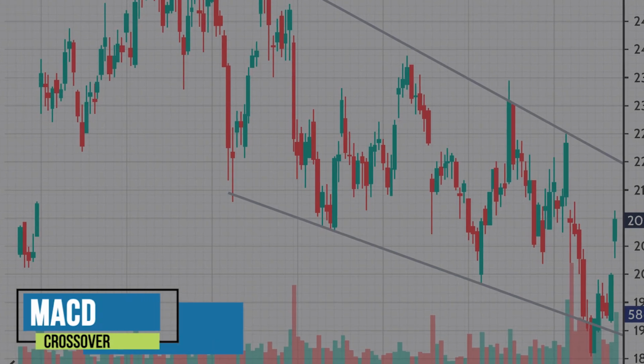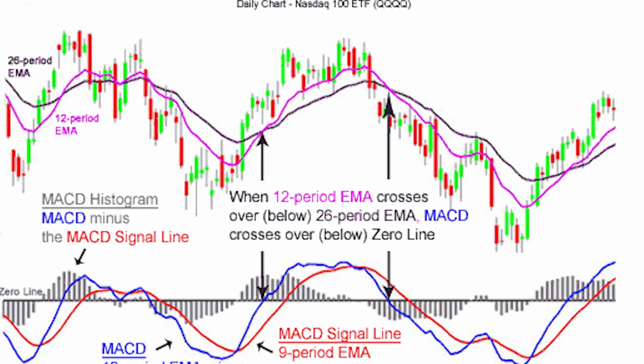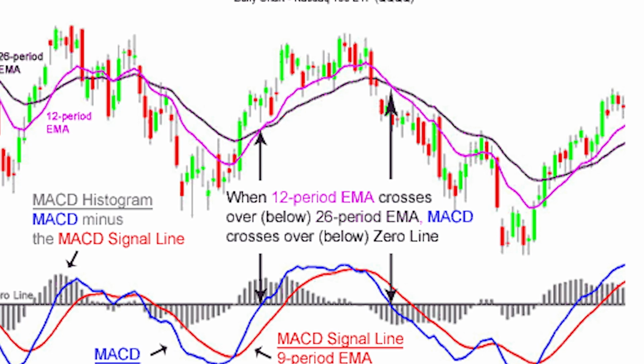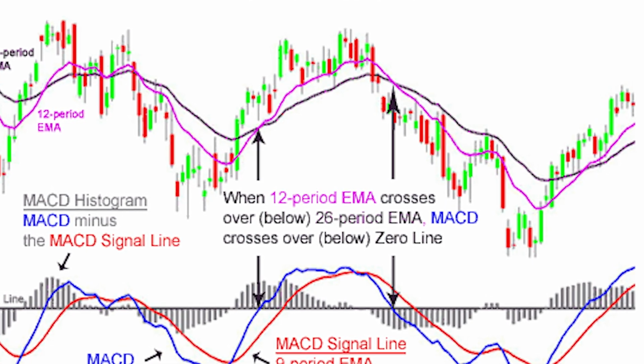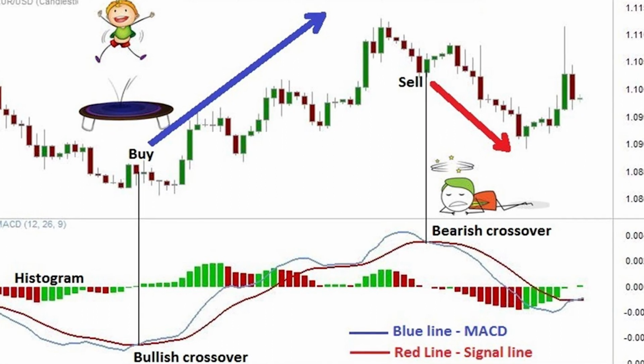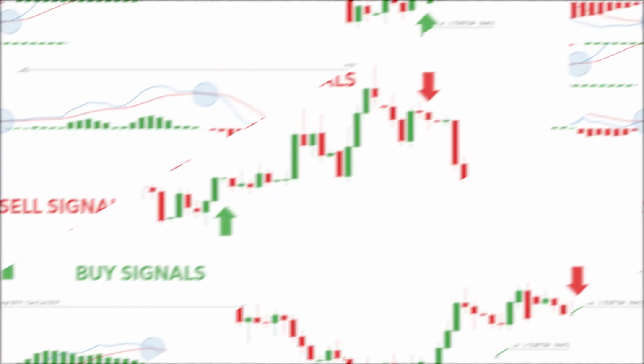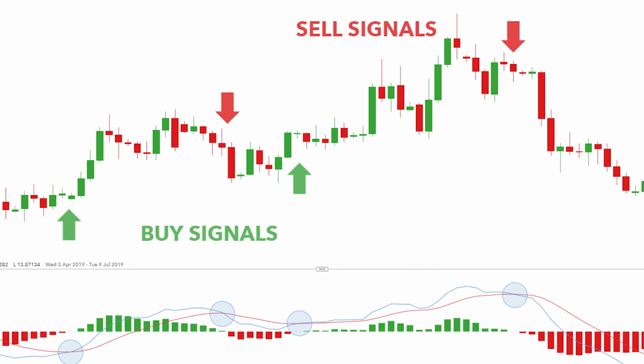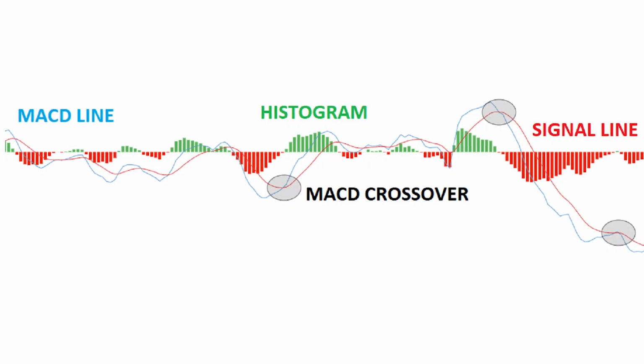MACD crossover. The MACD crossover swing trading strategy is a simple approach to spot stock swing trading chances. One of the most utilized swing trading indicators for determining trend direction and reversals is the MACD. The MACD comprises 2 moving averages, the MACD line and the signal line. And when those 2 lines cross, buy and sell signals are generated.